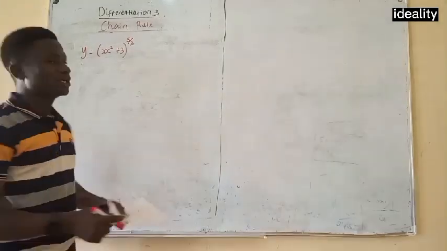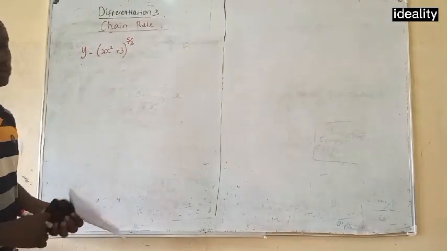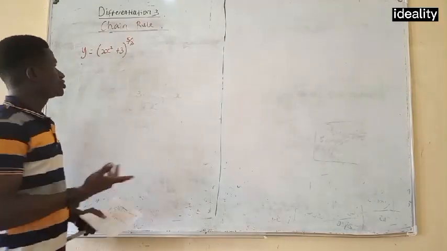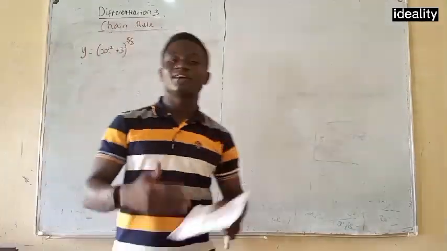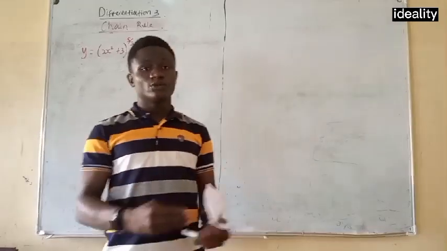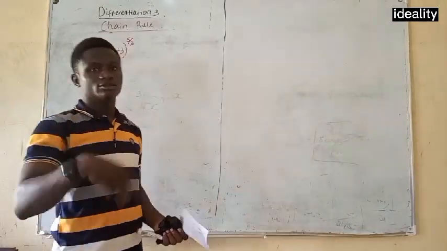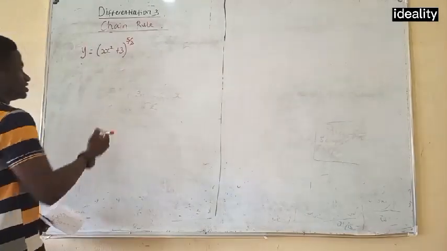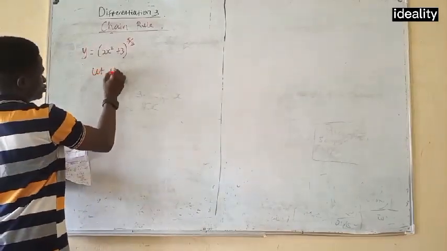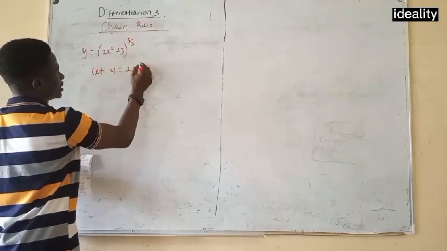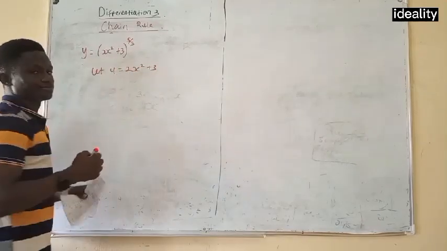Now, here we are again. Example 2. We have a question like this: y equals 2x squared plus 3, everything raised to the power 5 over 3. You know very well that you cannot expand this, so you use the chain rule. So what do you do? The same procedure. Let u be equal to everything inside this bracket, 2x squared plus 3.